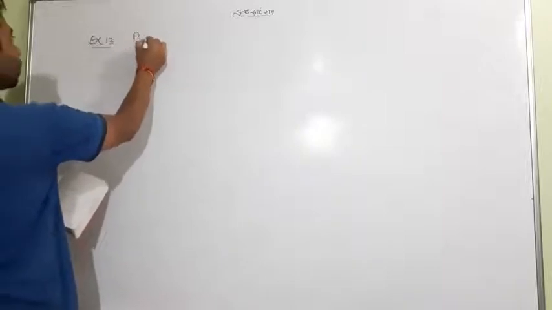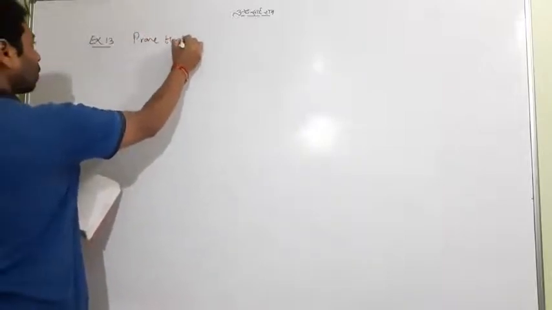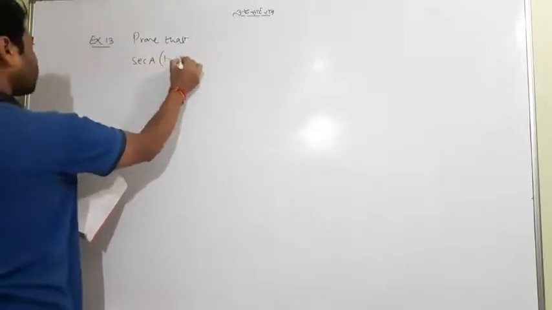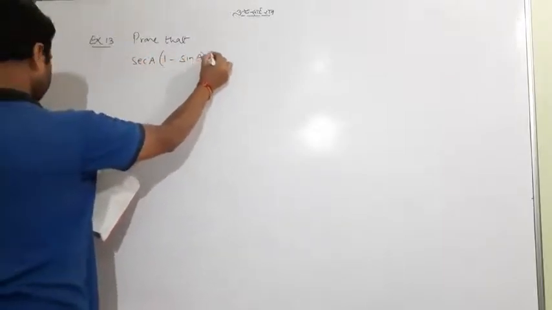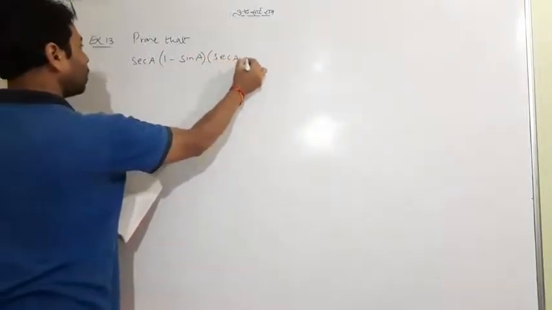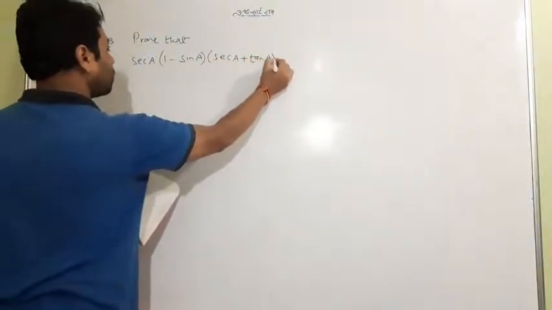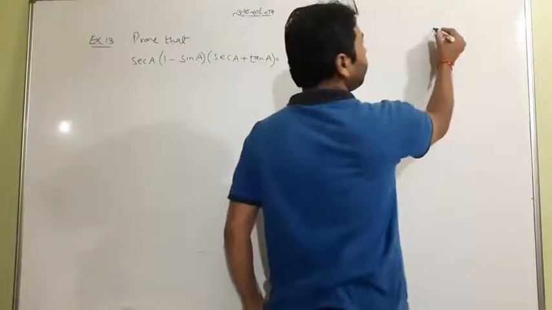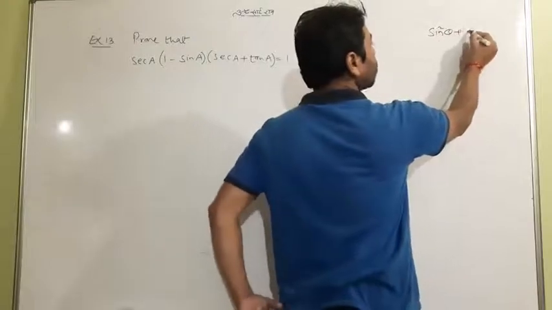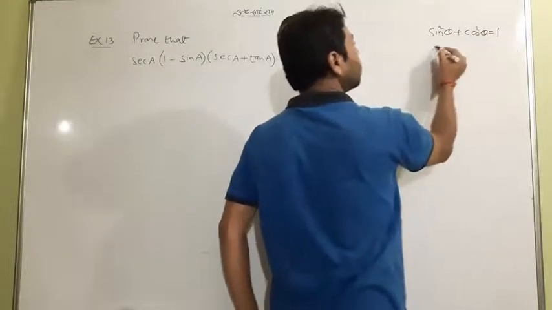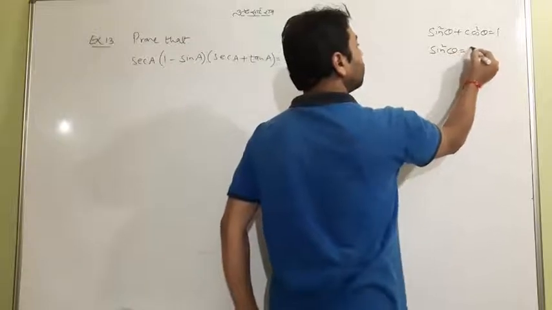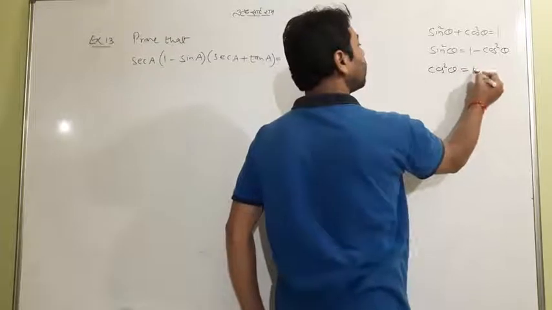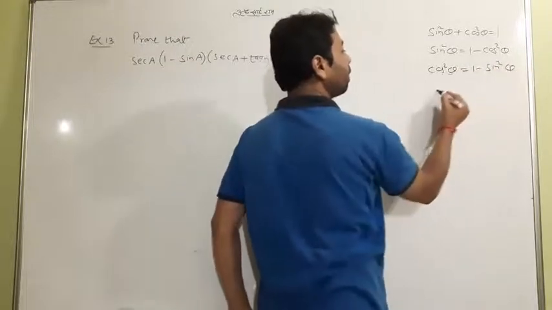The question says prove that sec A (1 minus sin A)(sec A plus tan A) is equal to 1. In case you are in trouble, let me write the identities, sine square theta and so on, which we have already seen. In the corner, I want to write all the identities for you so that they will be useful.